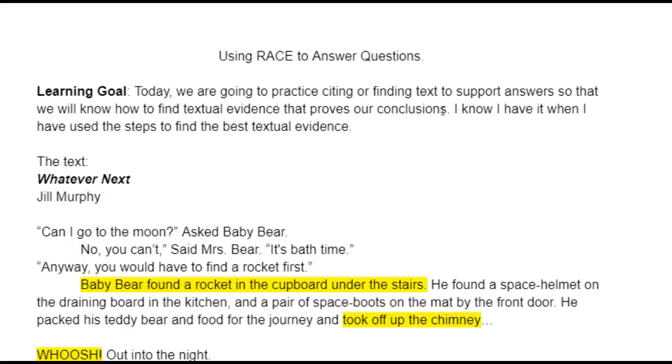So how will we know that we have it? I know I have it when I have used the steps to find the best textual evidence. The steps are going to be the information that you will see in the chart. So again, this here is the text that I have read and have already identified the textual evidence. Let's go and see how I found that textual evidence.